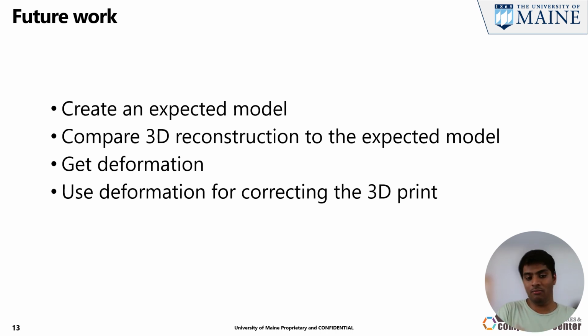Once we have that, it's pretty easy to calculate deformation. It's just vectors and vector calculus. Once you get the deformation, we would want to use it for correcting the 3D print. This is further down the line research. It will allow us to have a control mechanism which will dictate how much print deposition happens at each movement, but that's further down the line.